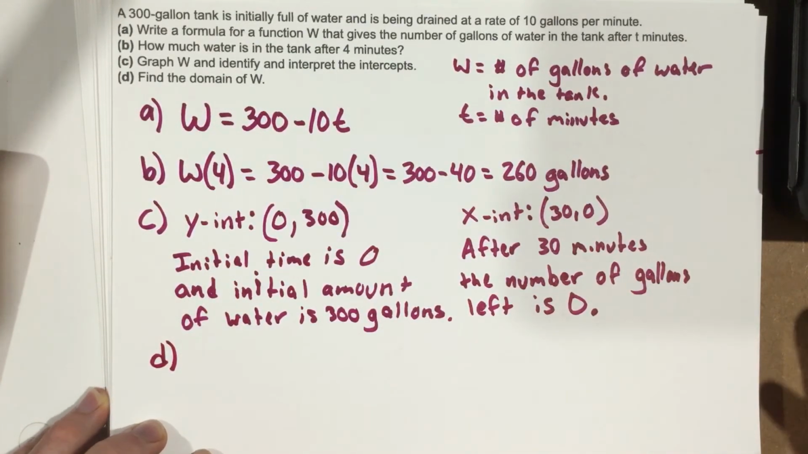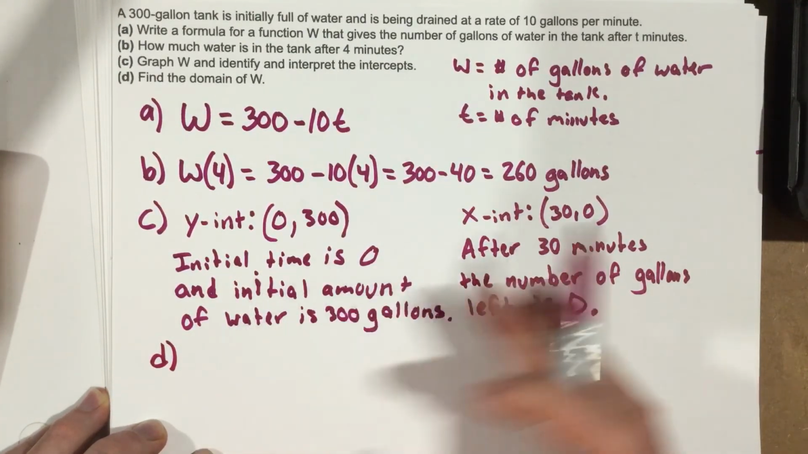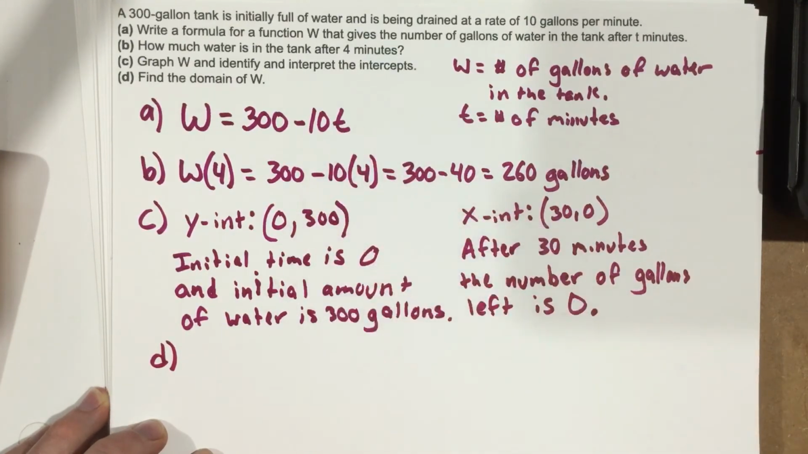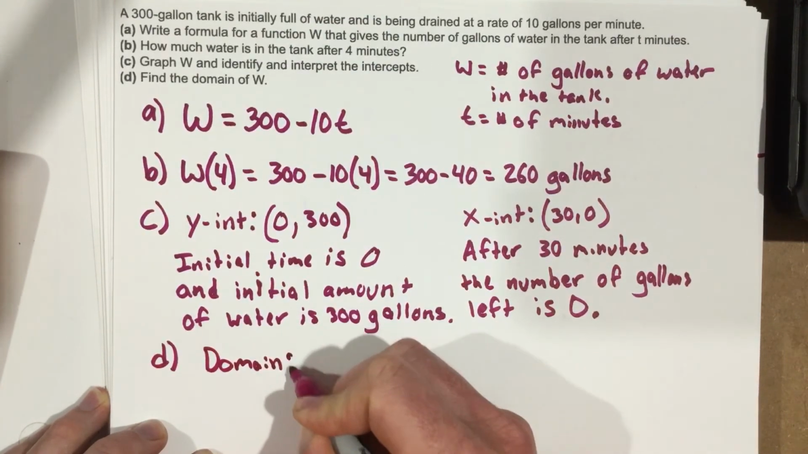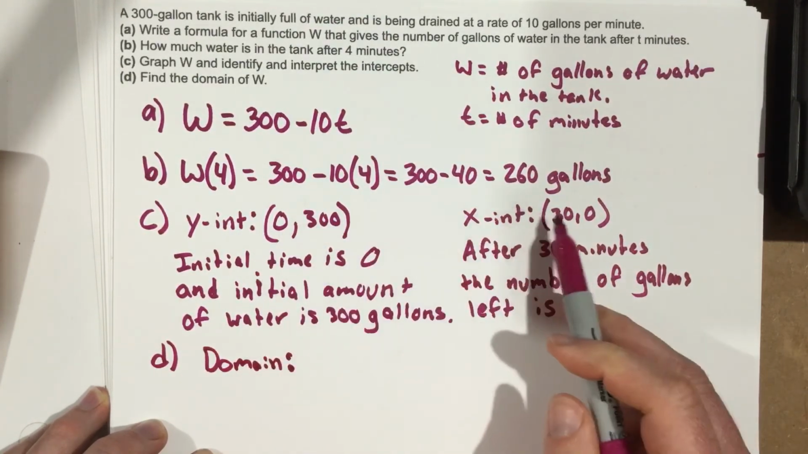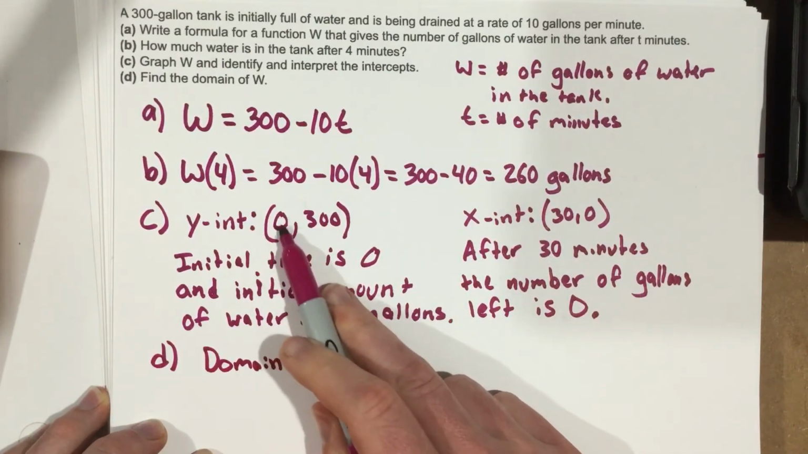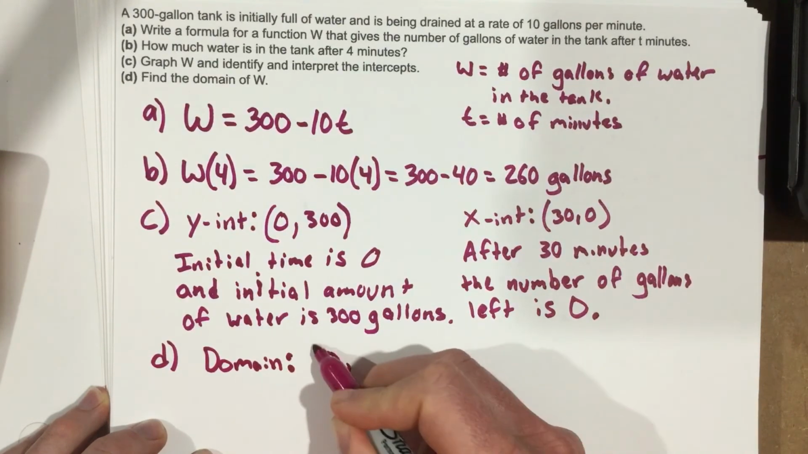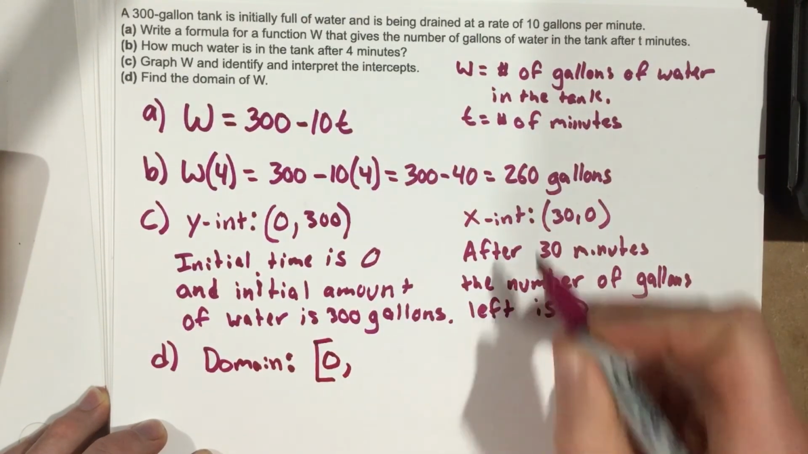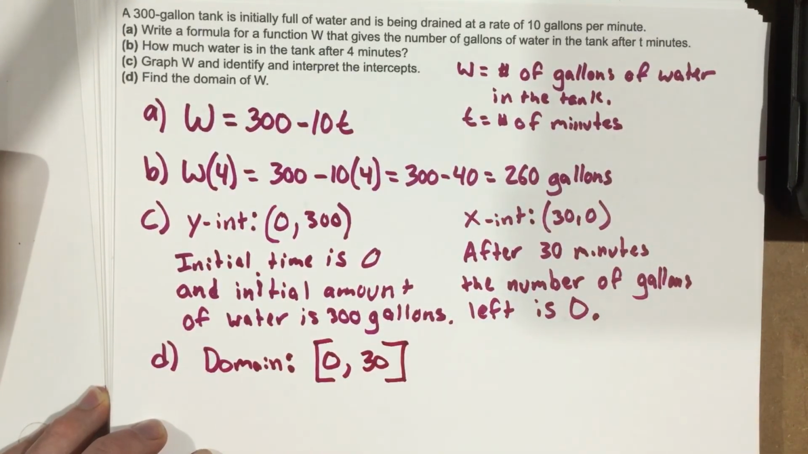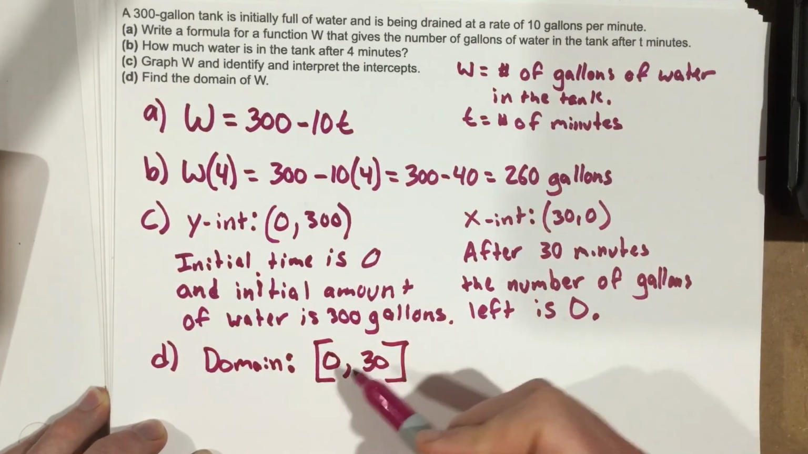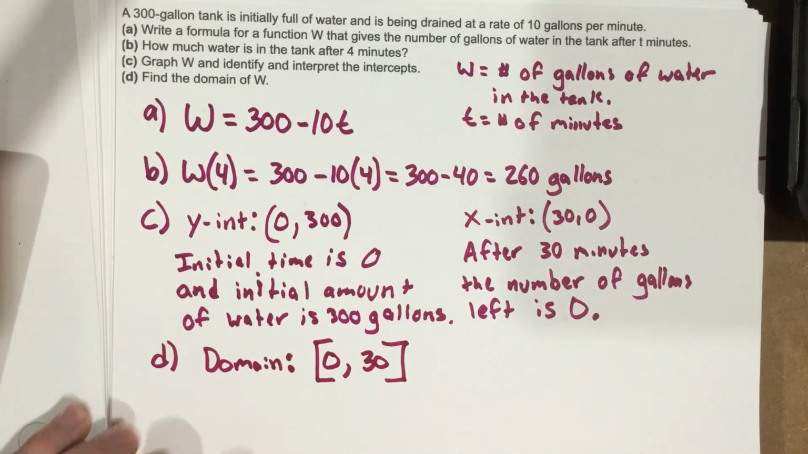So now part D says find the domain of W. Well, the domain is going to be what are the inputs for t, right? So the inputs for t, and we can write this out, domain, well, they go from the y-intercept to the x-intercept. So with the y-intercept, our initial x value was 0. So 0 is a part of the domain. That's the smallest number that we can input. And the largest number that we can input is 30 minutes. Because at 30 minutes, we have no more water left in the tank. So our domain for this function is 0 to 30. I hope that makes sense how you can interpret those.